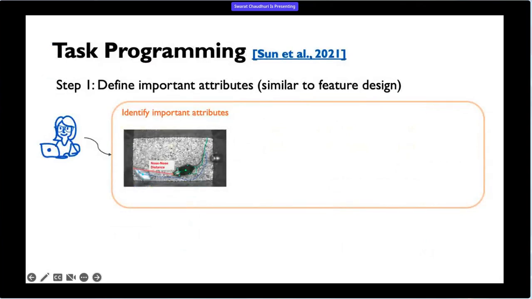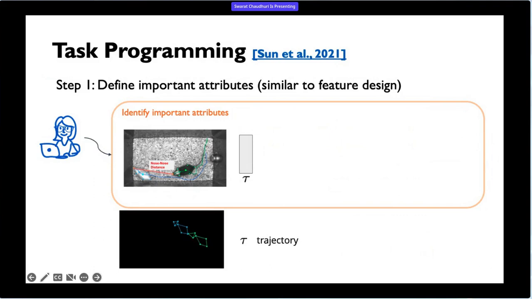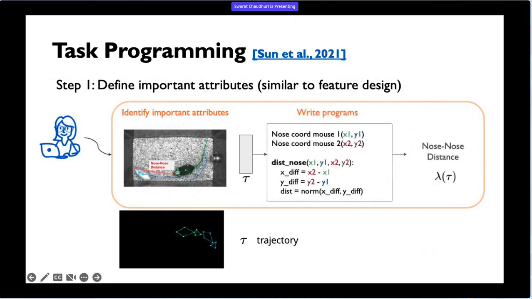One way in which neurosymbolic programming was applied to this setting is through this paradigm called task programming, which actually got a Best Student Paper Award at CVPR a couple of years back. So it's been accepted by the Vision folks. Here, what you do is that you start by defining some important attributes of these agents. For example, here you are interested in these mice, so you define this feature that is the nose-to-nose distance between two mice. And then what you do is that you just write some programs.